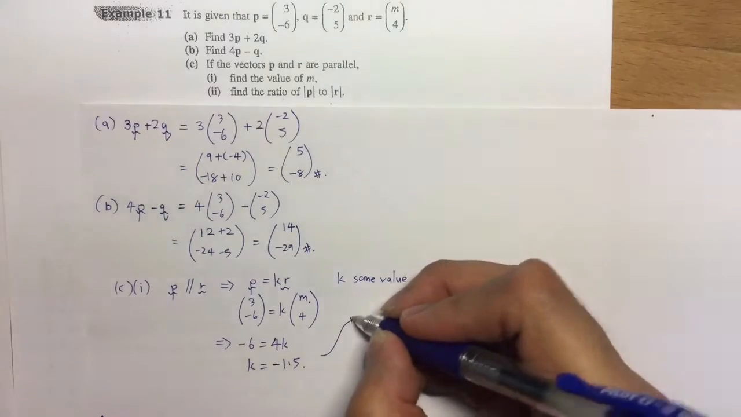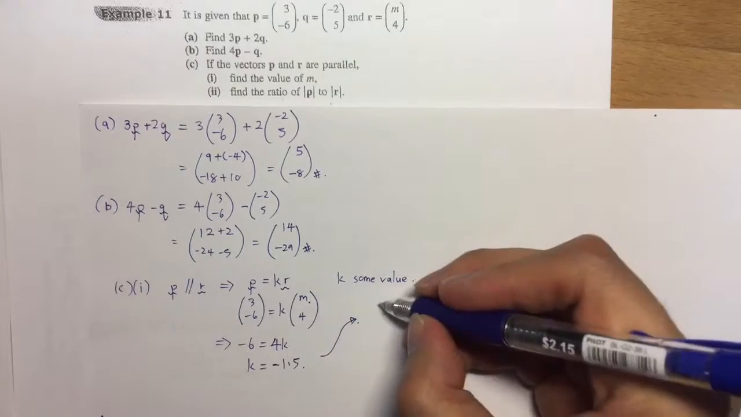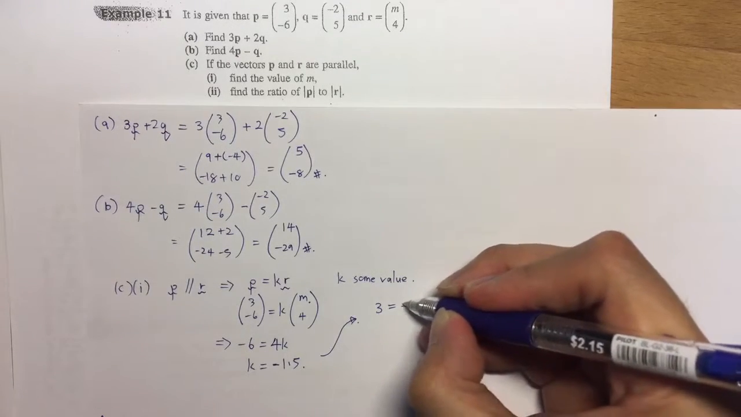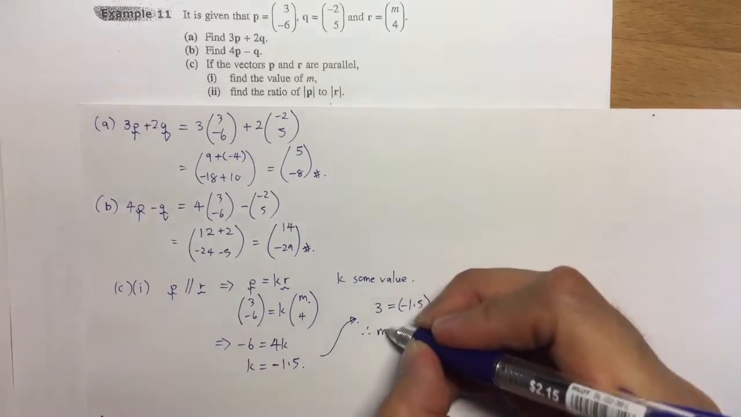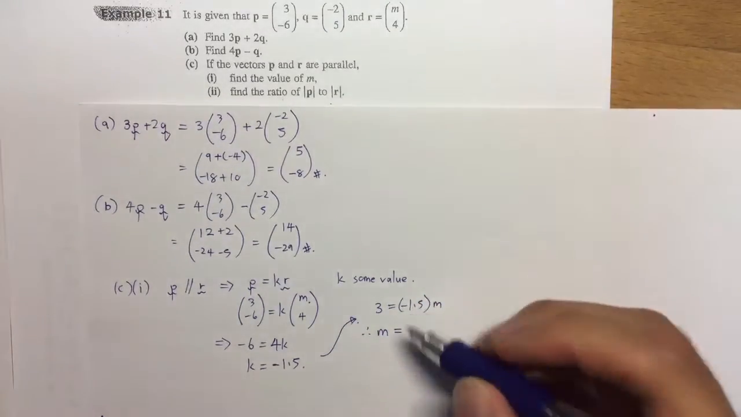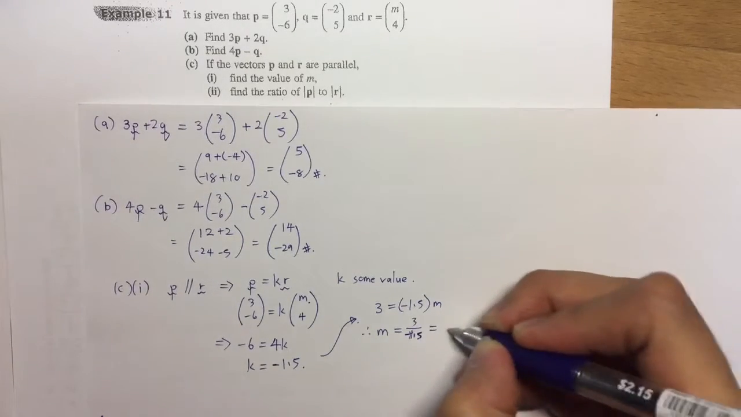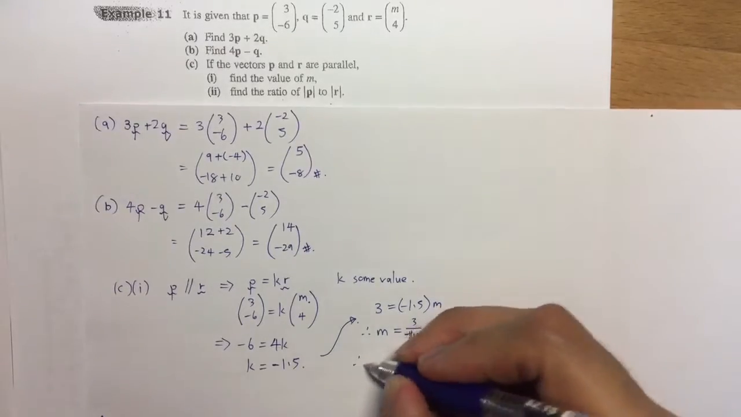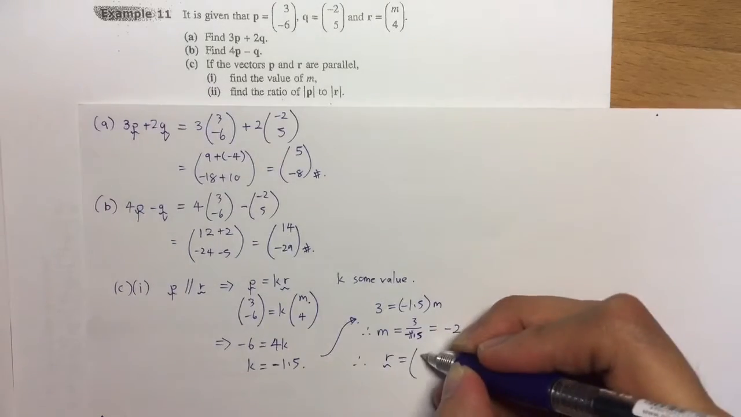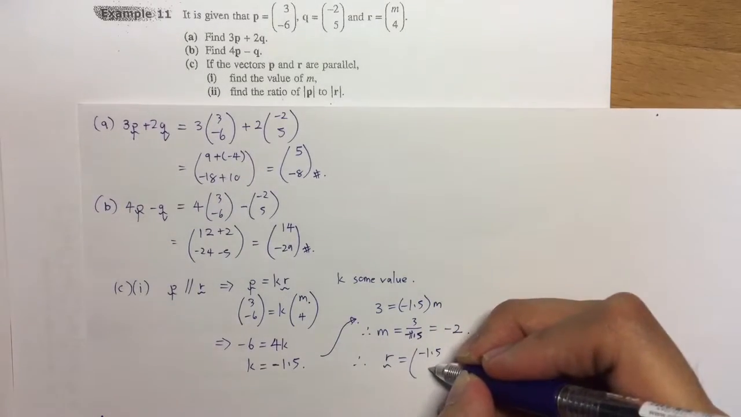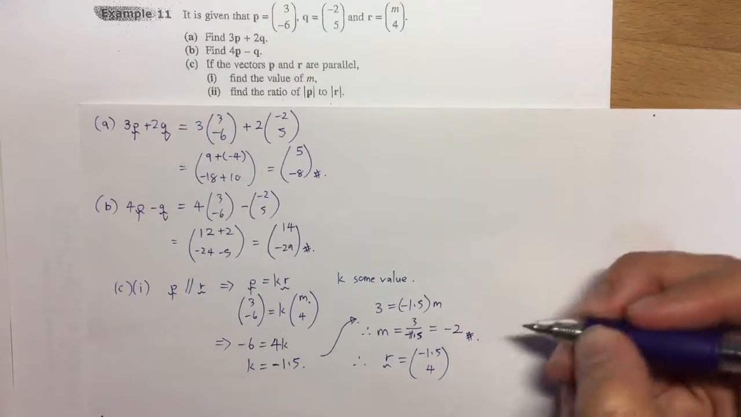So what does it mean then? Once I know k, I can now compare the top, which means that 3 is equal to negative 1.5, which is k, times m. So therefore, what is m? M is the value of 3 divided by negative 1.5, which gives me minus 2. So therefore, I can now rewrite r fully, the vector, as negative 1.5, 4. Right, so that's the first part.